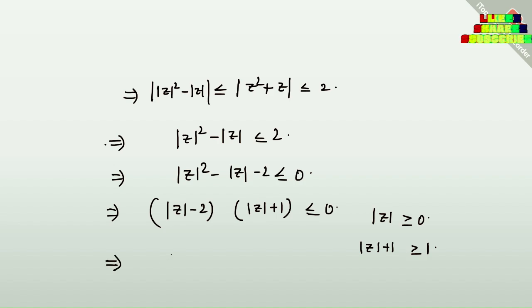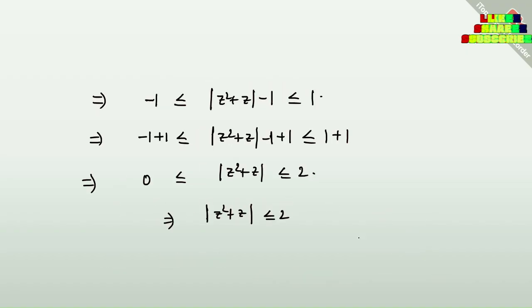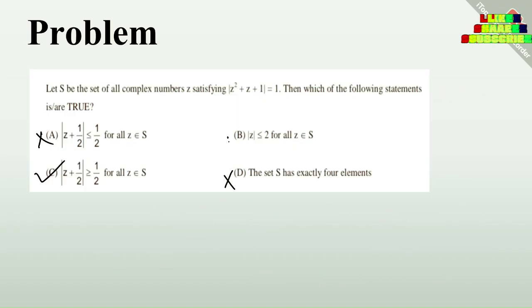Then only we have a choice that mod of Z minus 2 is less than or equal to 0. Therefore, this implies that mod of Z is less than or equal to 2 for all Z lies in the set S. Thus, what we have shown, we have obtained here bounds of mod of Z, that is modulus of Z is always less than or equal to 2. Therefore, option B is also correct. Therefore, we have obtained that option B and option C are correct choices for the given problem.